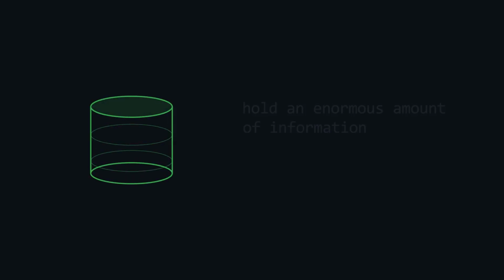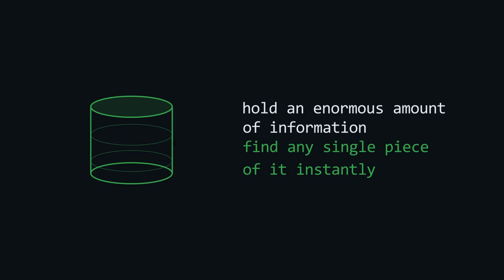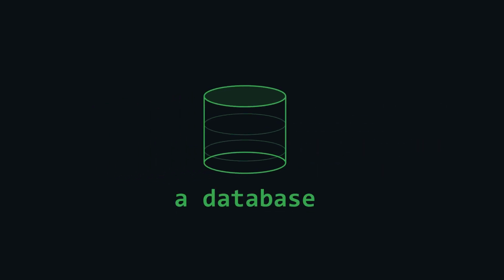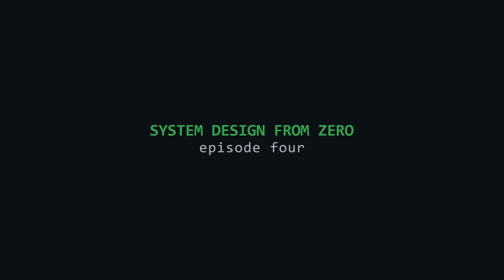Something built for one job: hold an enormous amount of information, and find any single piece of it instantly. That's a database. This is System Design from Zero, episode 4.